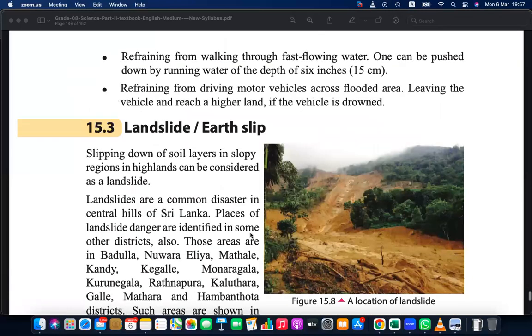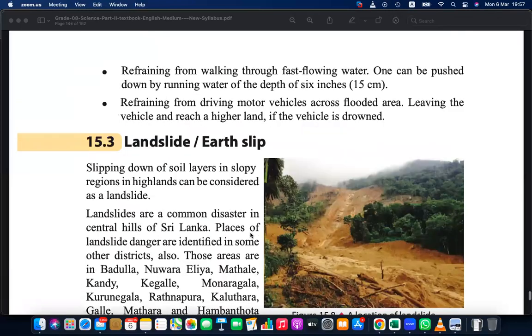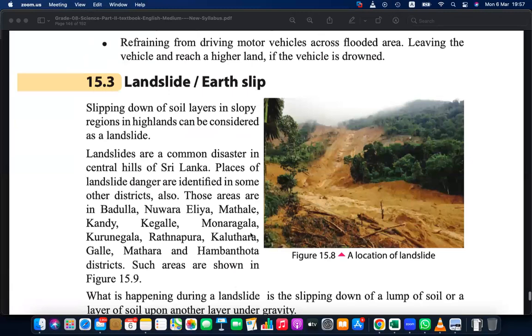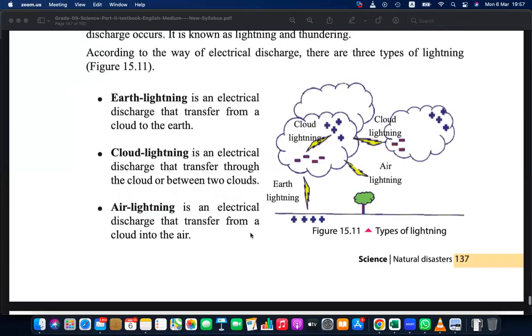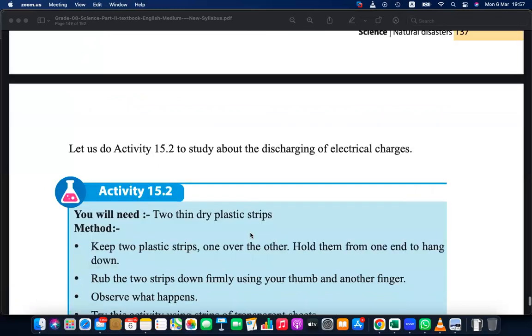Okay. Then how many pages do we have to discuss? We had to discuss thundering also, right?